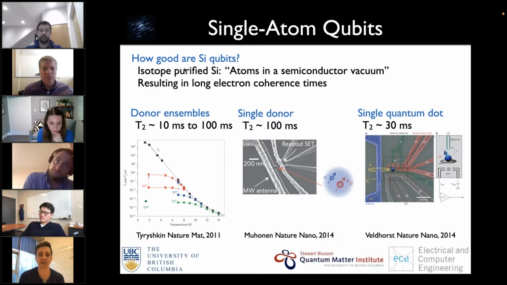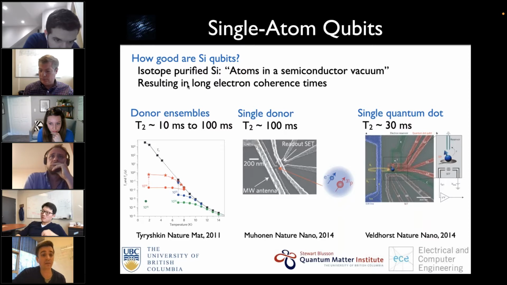So, given that one of the motivations for Kane's proposal was to realize very long coherence times, as of 2011 we could ask the question: just how good are silicon qubits? In particular, they become very good when you remove the nuclear spin-bearing isotopes from the material, and sometimes they've been called atoms in a semiconductor vacuum. This isotope purification removes nuclear noise, the spin noise from the nuclei.